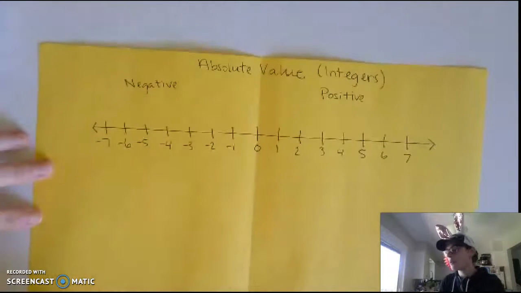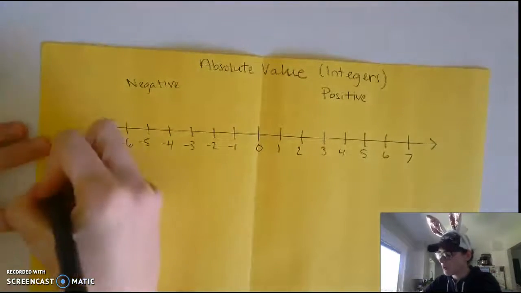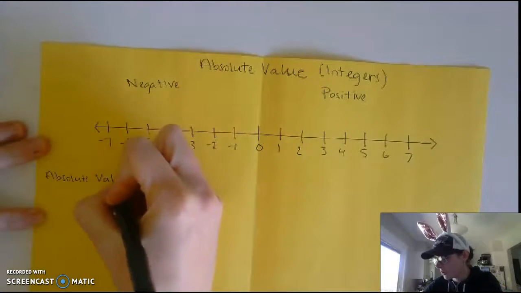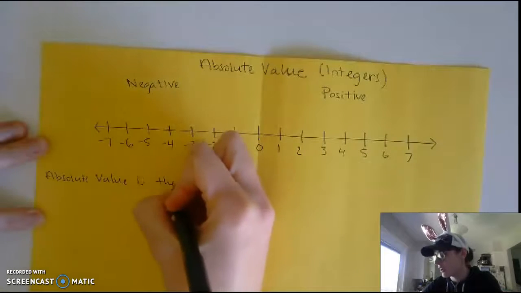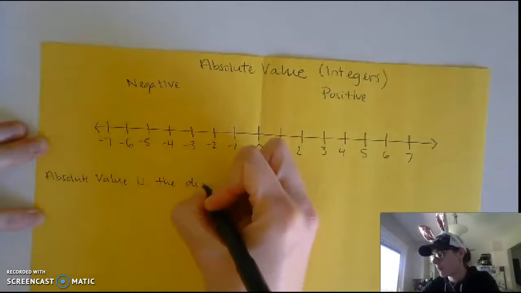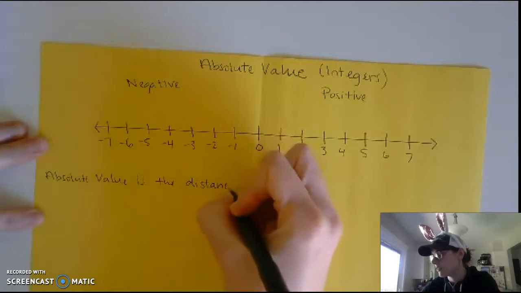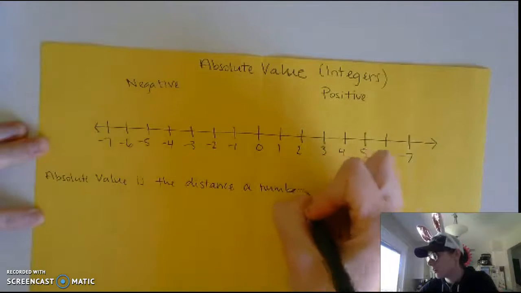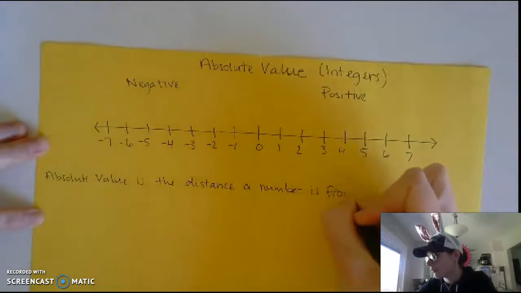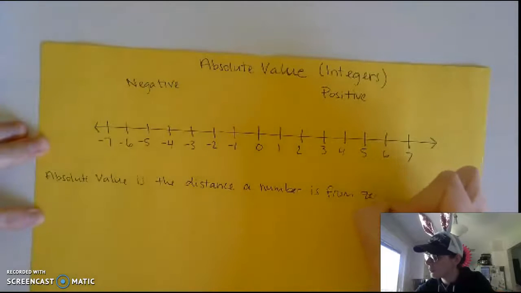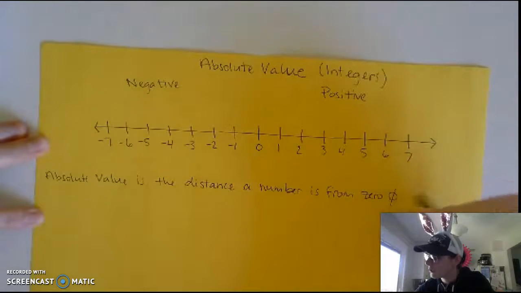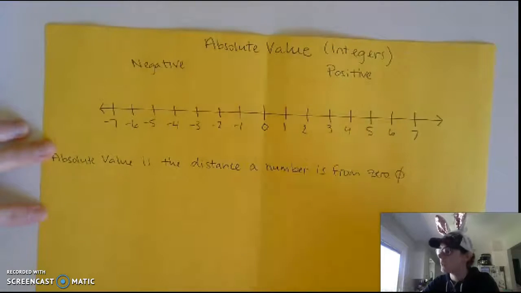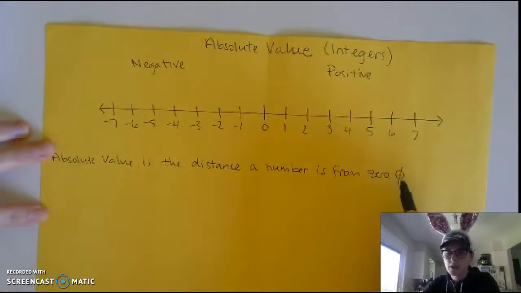Okay, so things to know about absolute value. Absolute value is the distance a number is from 0. So you'll see me write 0 like this just so people don't think it's O. Okay, so if you ever see this, that means 0.